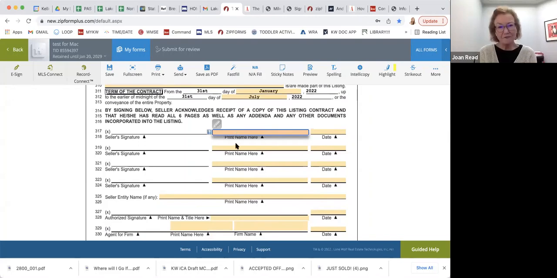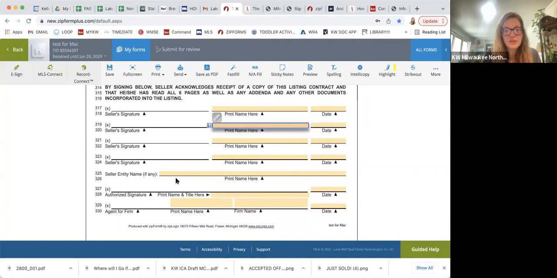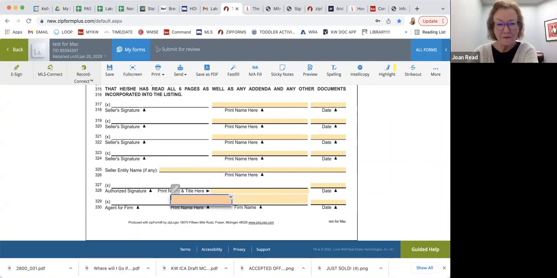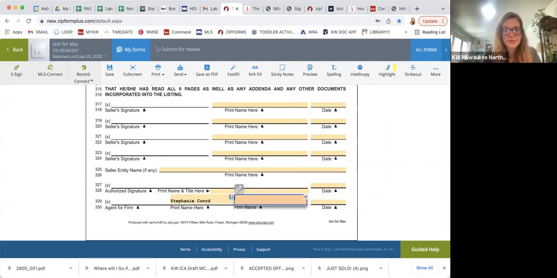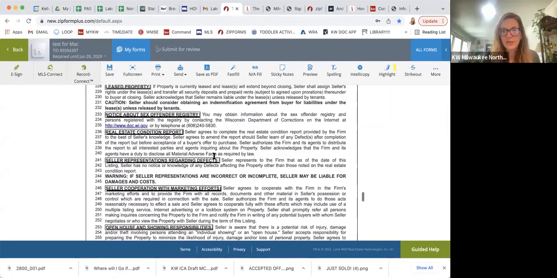Seller will sign on 317 or 319. If it's a seller entity, let's say it's an LLC, or if it's a trust, you would name that on line 325, and then the authorized signature of that seller entity will sign on line 327. You will write your firm. You'll write your name here, your brokerage. And then you will sign on line 329. And now you've got an executed listing contract.